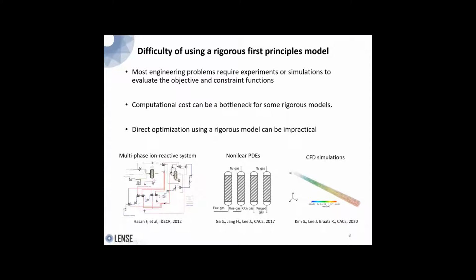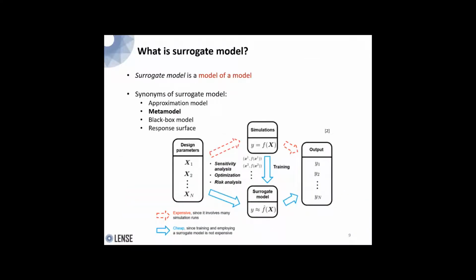Okay, some examples are shown here: multi-phase reactive systems, pressure swing adsorption systems, and CFD simulations. All those are very difficult to use in the context of optimization or control. So a surrogate model is a model of a model, essentially. Okay, so you have a complex rigorous model and you want to find a kind of black box representation of it that is much simpler to compute.